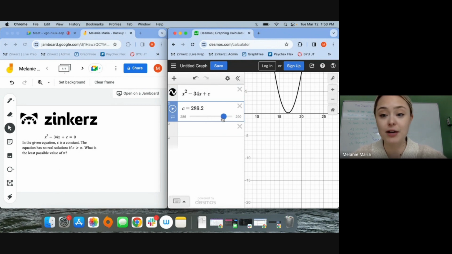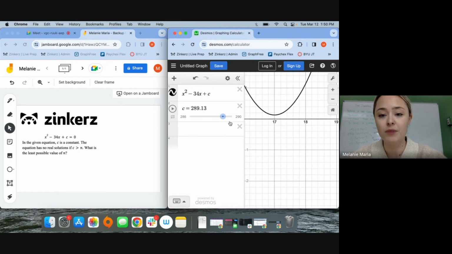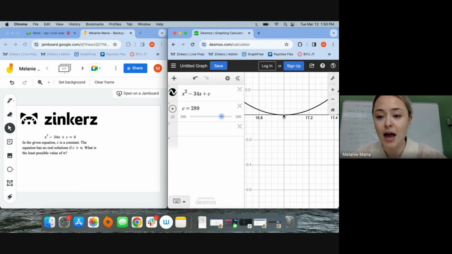Okay, now if I move my slider a little bit more, I can see that I'm getting close to that more precise value. And if I scroll down a little bit more, we can see here at 289, I do in fact have 1 solution. If I go even a tiny bit more than 289, I do have that situation where we have no real solutions. So this is going to be my answer. This is that value of n, because I know that if c is any greater than 289, I'm going to have no real solutions. So n is going to equal 289.